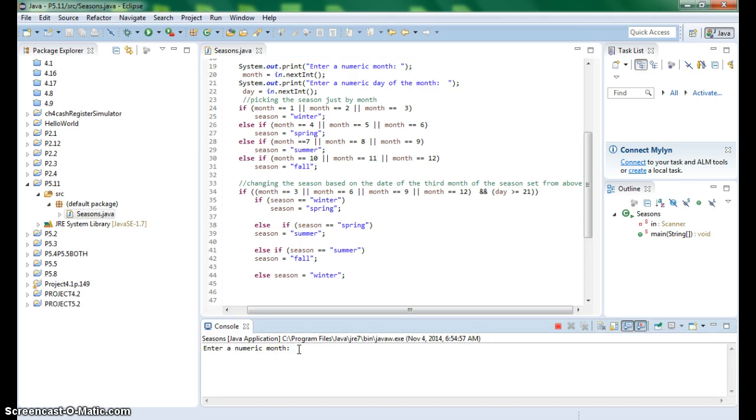Okay, so numeric month, I'm going to put 12 for December. The numeric day of the month is 23. So, okay, 12 here says it should be fall. But then, since the day is greater than 21, it should be winter. Or else season winter. Let's see.